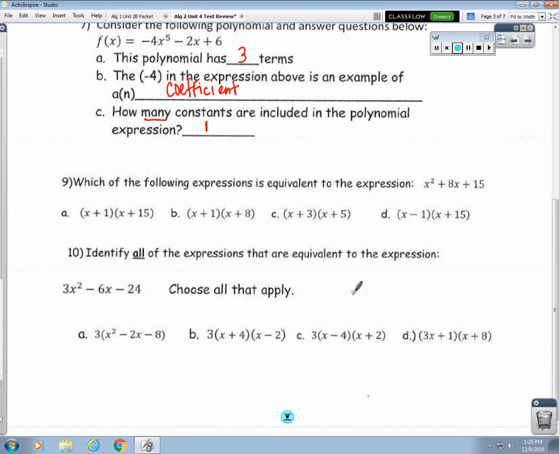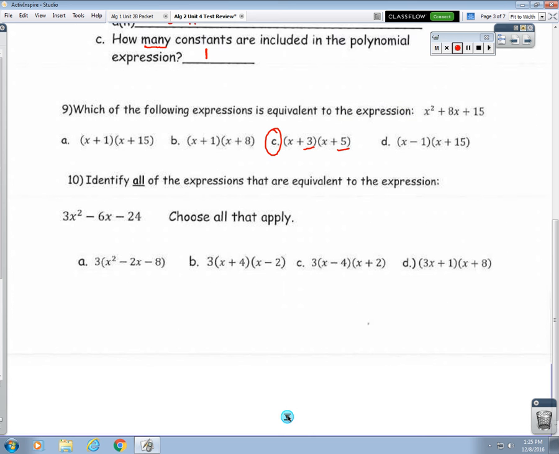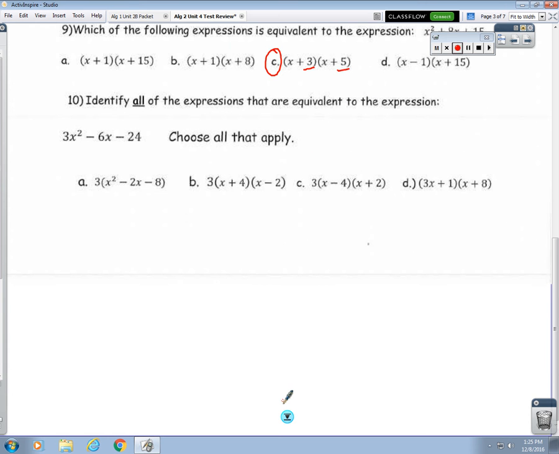Number 9. Which of the following expressions is equivalent to the expression x squared plus 8x plus 15? C is correct because this is one of them where you have to multiply to 15 and add to 8. Well, the numbers that multiply to 15 and add to 8 are 3 and 5. That's all you do. It's just bubble method. Any questions?